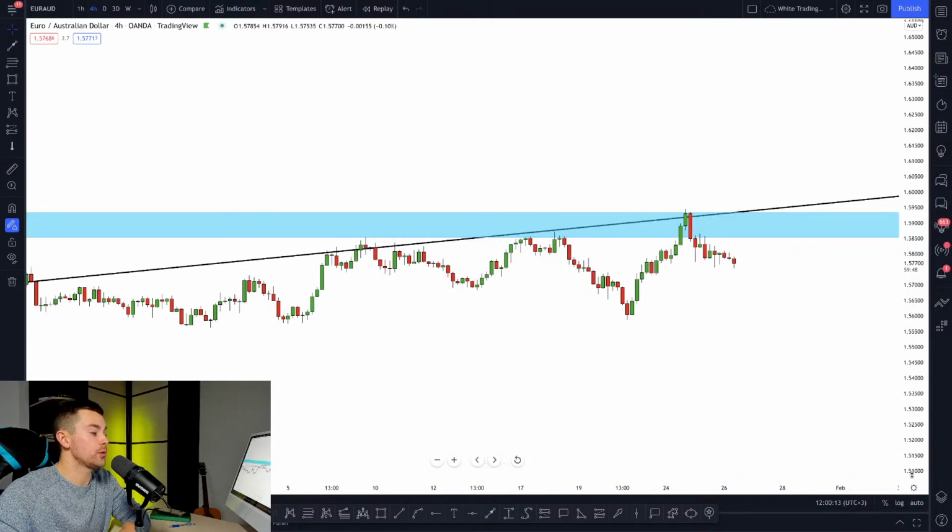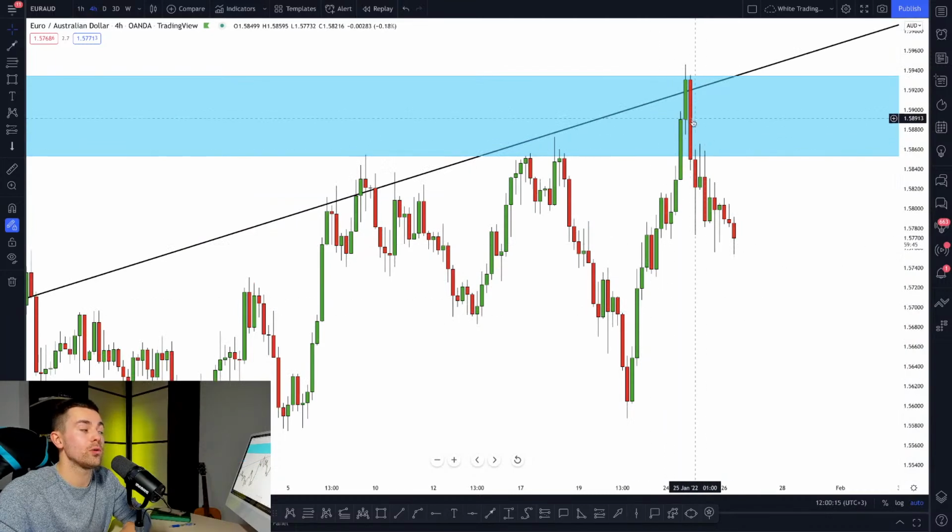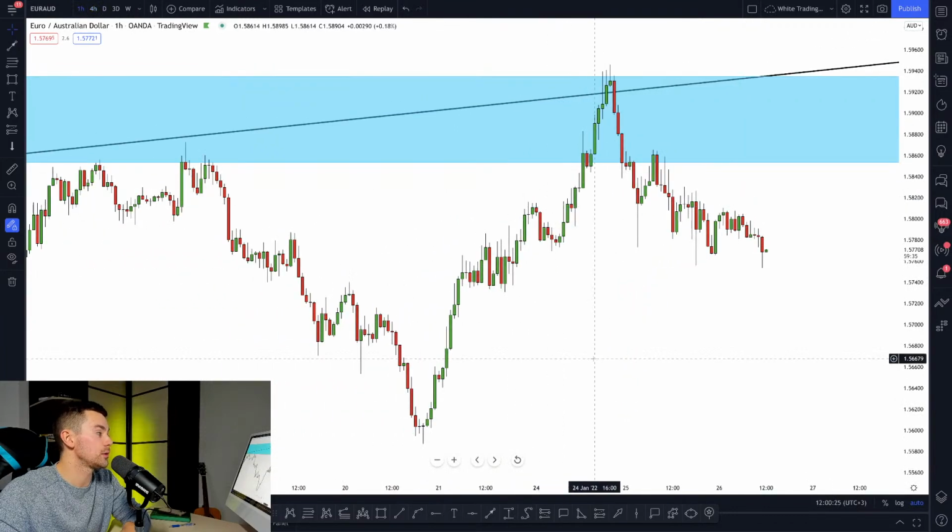Moreover, look what I spotted on lower time frames. First of all, on the 4-hour time frame here, I spotted a very nice bearish engulfing candle. Yes, once that zone was reached, we saw a strong bearish reaction from that. And look what I spotted on the hourly time frame.